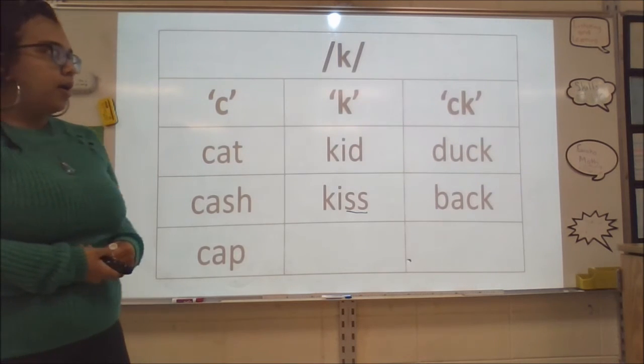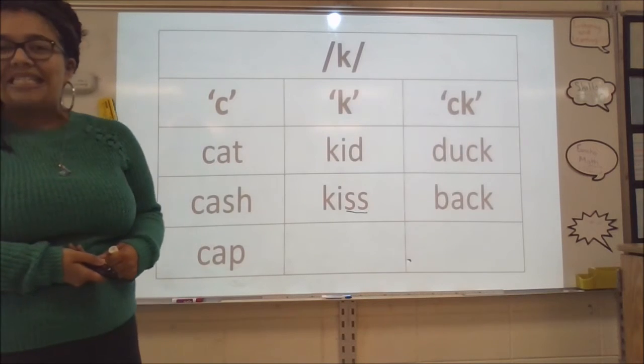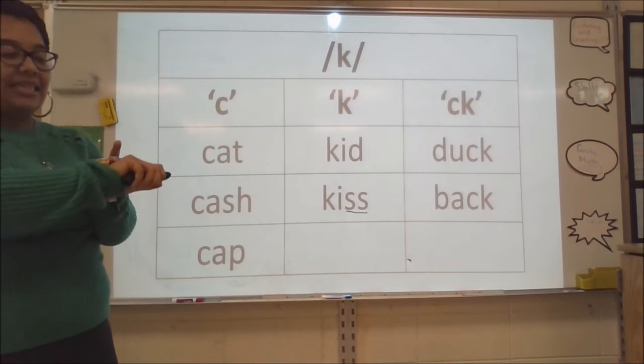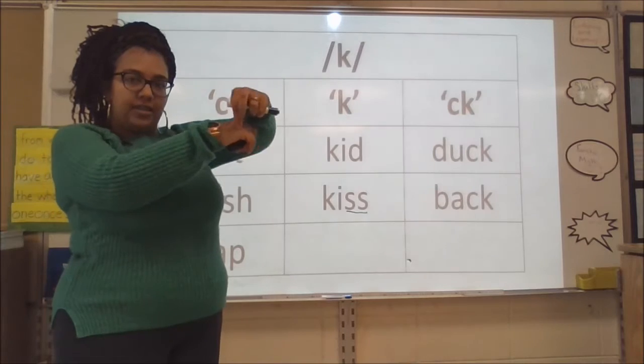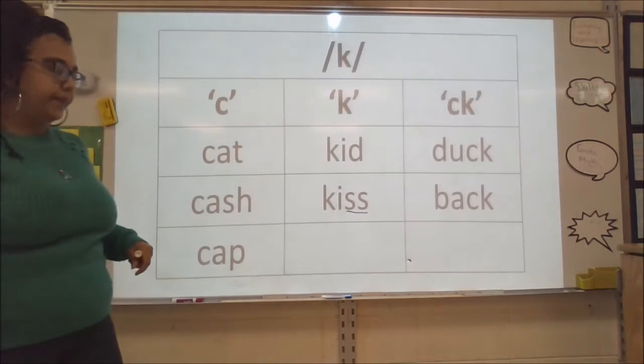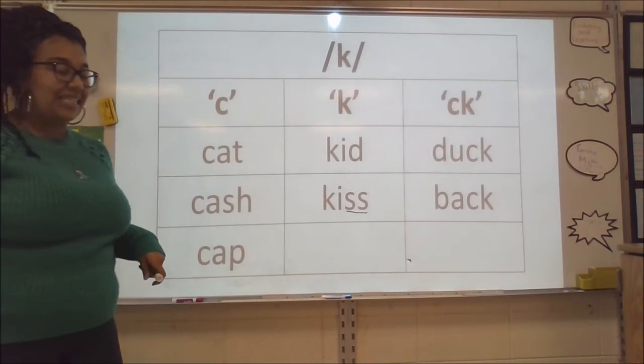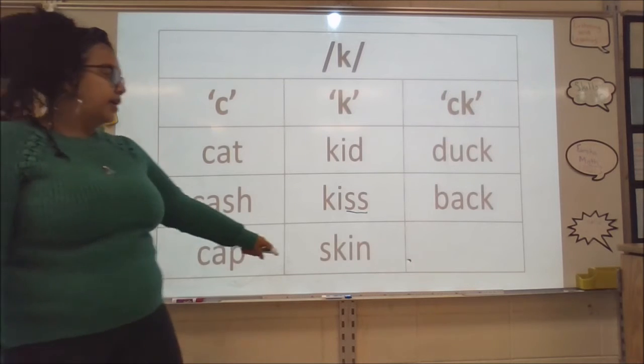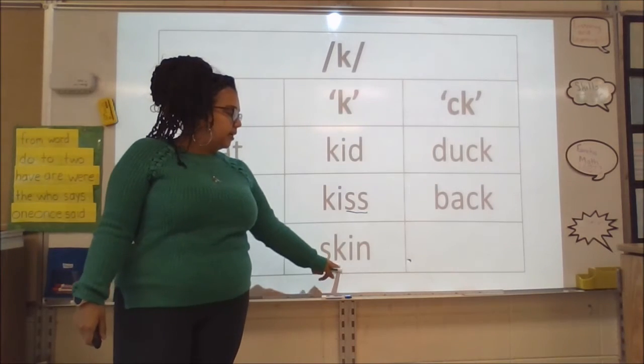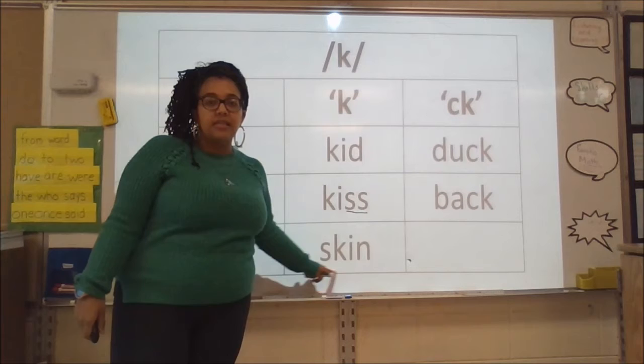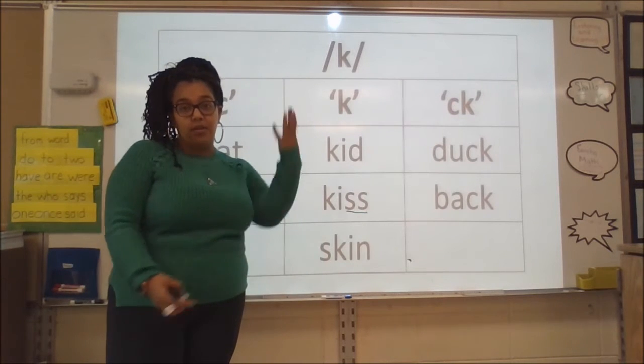Okay, what about skin? Skin, your skin, that organ that's on the outside that we talked about. Your skin. Skin uses the spelling K. Excellent. S-k-in. Skin. It's a four-phoneme, four-sound word. Look.